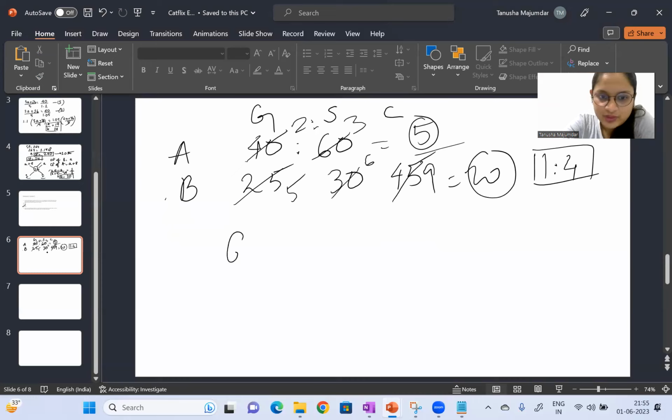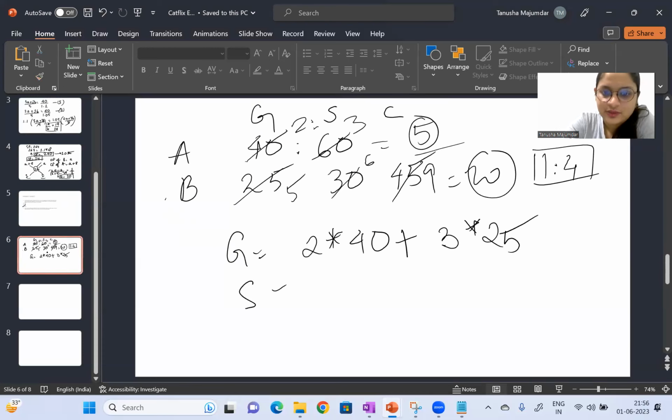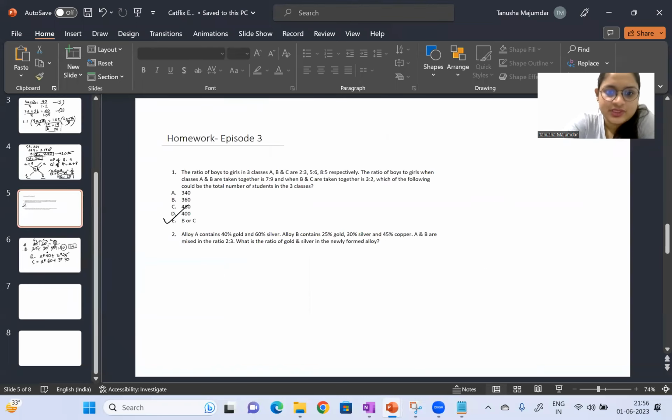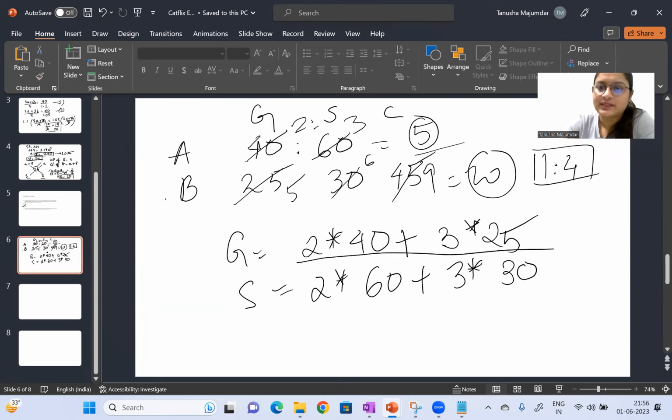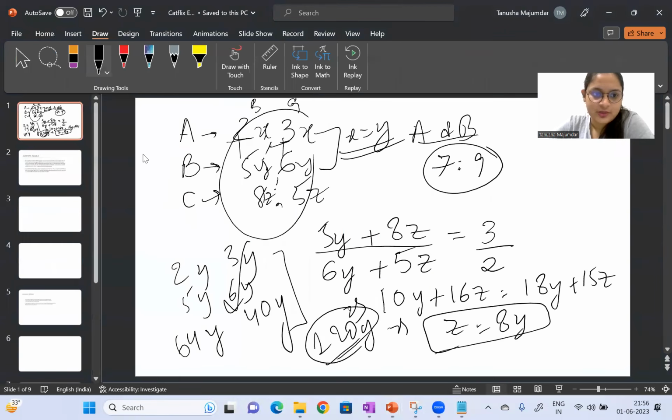So for gold, you have 2 multiplied by 40 plus 3 multiplied by 25. Why? Because it's mixed in the ratio of 2:3. And then for silver, you have 2 multiplied by 60 plus 3 multiplied by 30. And then you just have to find the ratio of gold and silver, so you need to do this divided by this. If you solve this, you will get 31:42. That is your answer. So now that we have solved that, let us go to today's questions.